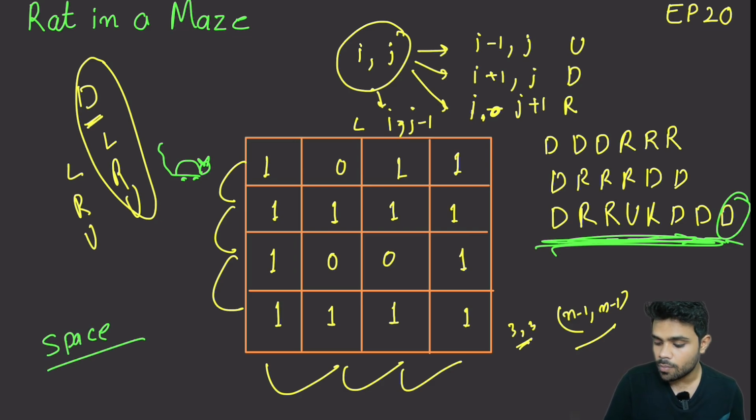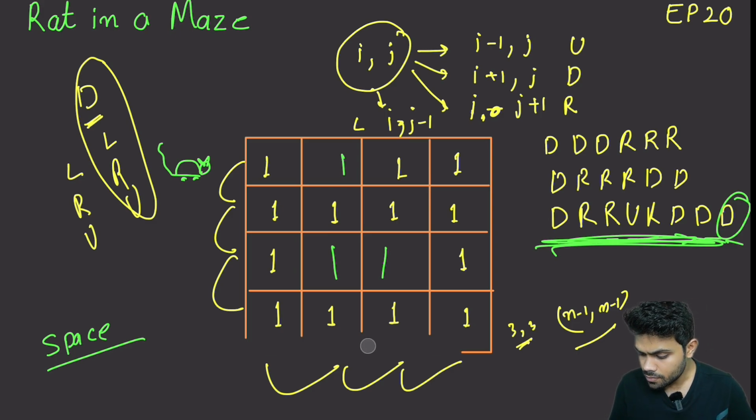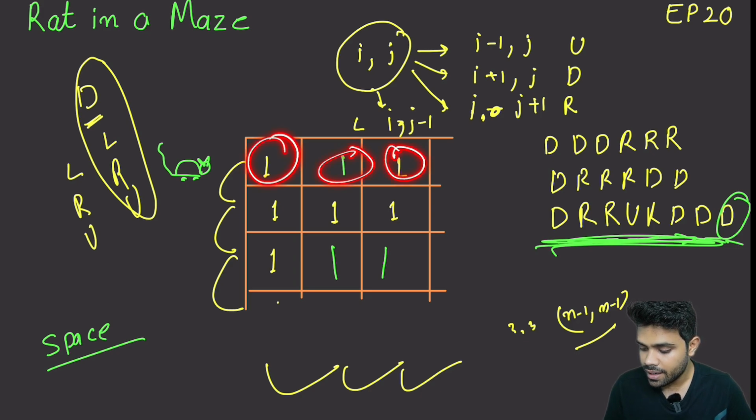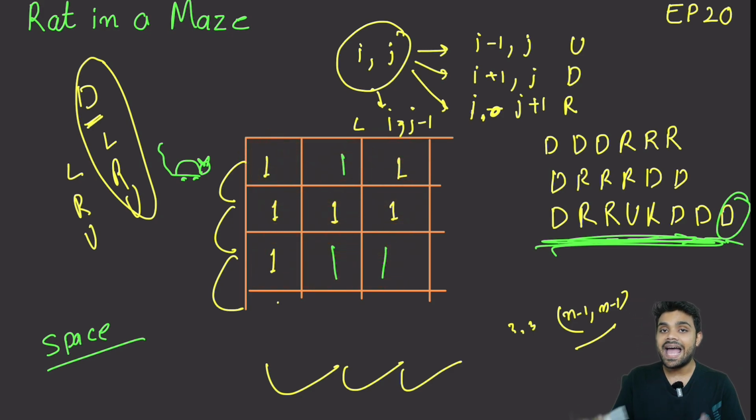Now in the worst case, what could be the longest path? The worst case could be when we have all ones. So let's say here we have all ones instead of these zeros. The length of the longest path could be the entire matrix. So let's say instead of 4 cross 4 we have a 3 cross 3 matrix. If we are starting from here, going right, right, then down, then left, left, then down, then right, right, the length will be the entire matrix.